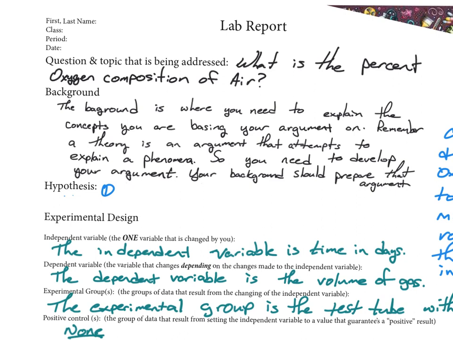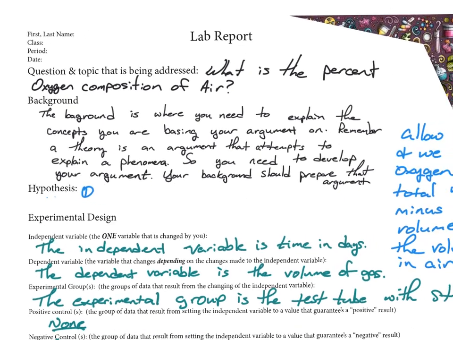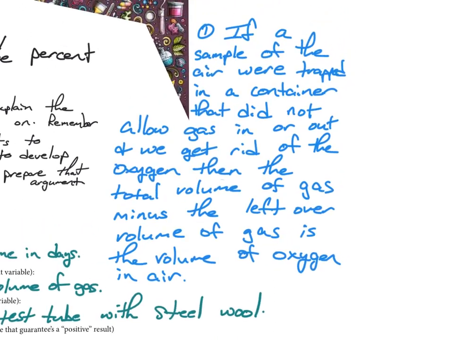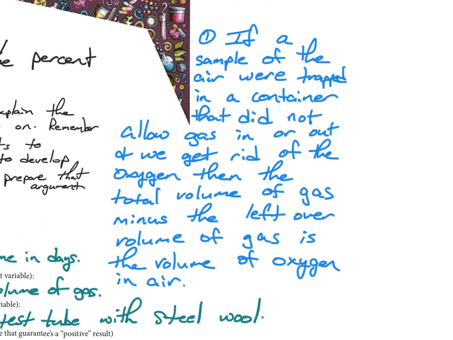Now, we spent a day going over all the basic knowledge, all the basic background information you would need to know to come up with a hypothesis, to guess. So what I wrote here is one possible hypothesis. You could have written many hypotheses using this particular lab setup. But if a sample of the air were trapped in a container that did not allow gas in or out, and we get rid of the oxygen, then the total volume of gas minus the leftover volume of gas is the volume of oxygen in air.